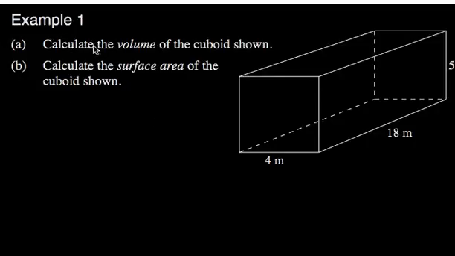Example 1 of surface area and volume is a very simple one. It's asking for the volume of the cuboid. A cuboid is just like a tissue box. Now, it doesn't have to have any square sides. They could all be oblong.